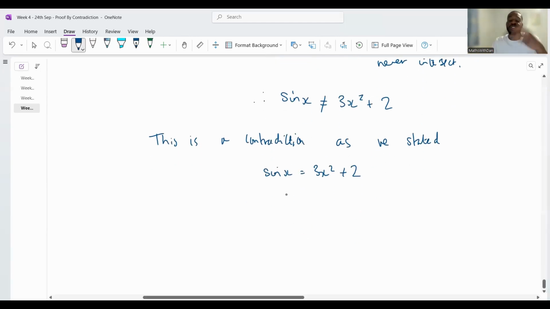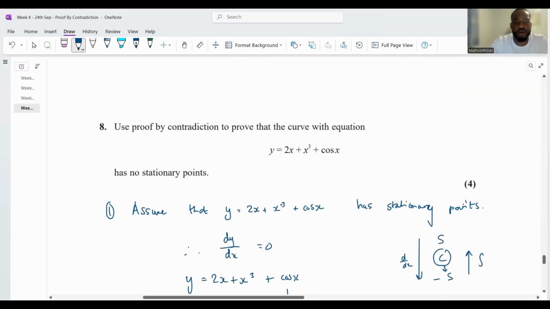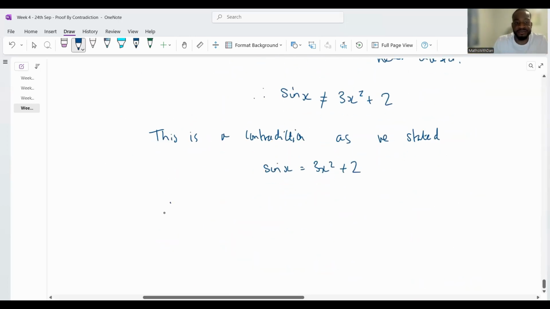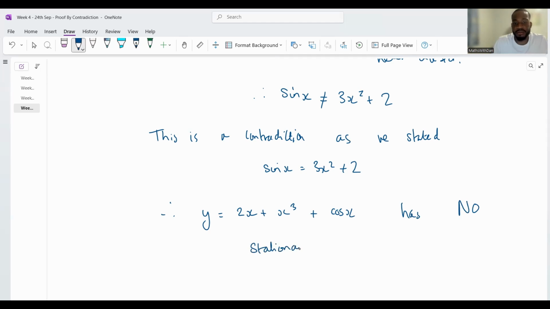And then what do you do now? You just summarize, right? What did the proof ask us to do? Use proof by contradiction to prove that the curve y equals 2x plus x cubed plus cos x has no stationary points. So therefore, we can say y equals 2x plus x cubed plus cos x has no stationary points. And that is it.